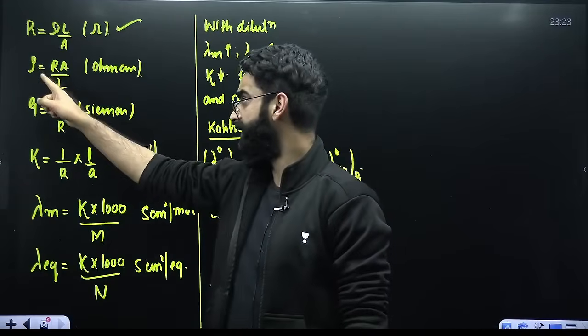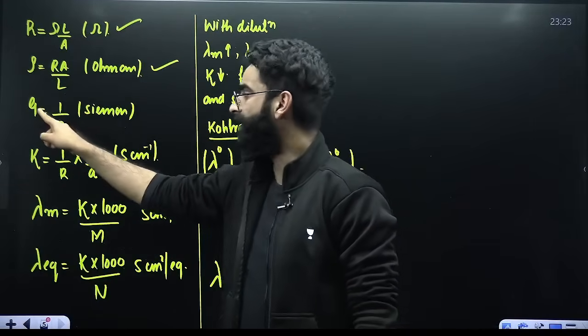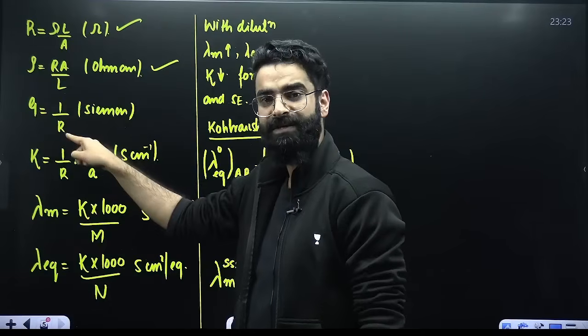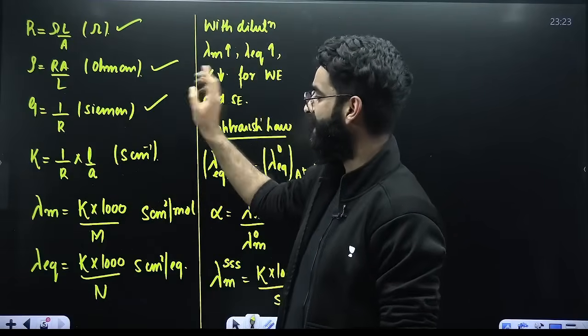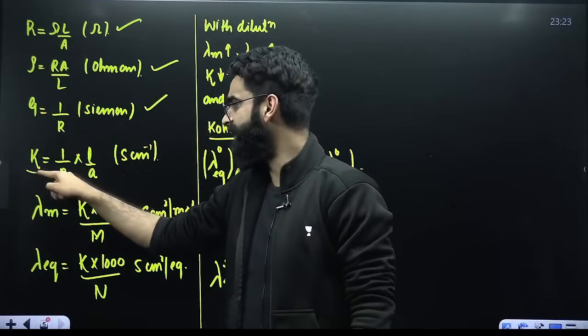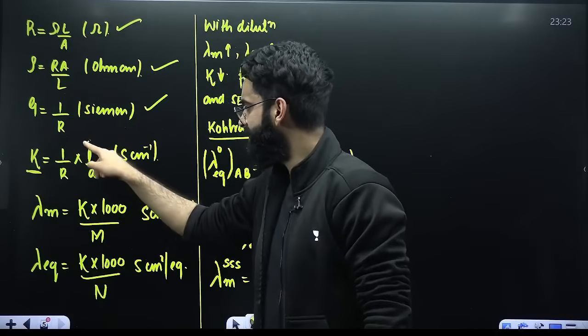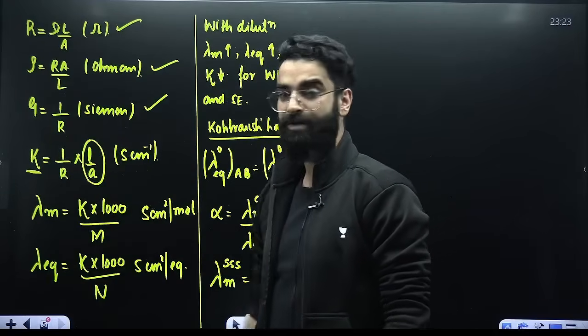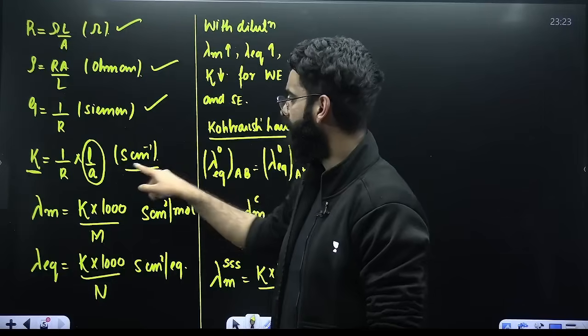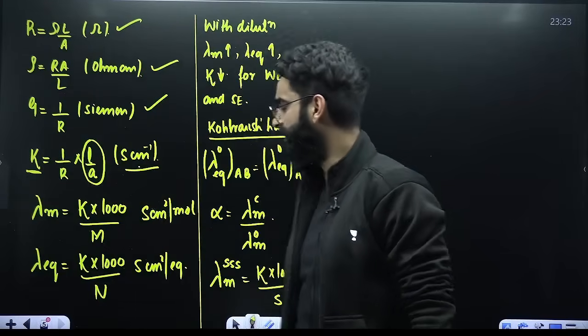Then you have resistivity, this particular formula. You have conductance, which is defined as the inverse of resistance, right? Its unit is Siemens, particularly. Conductivity, 1 by R into L by A. This L by A particularly is called the cell constant, right? And the unit of kappa over here is Siemens centimeter inverse.